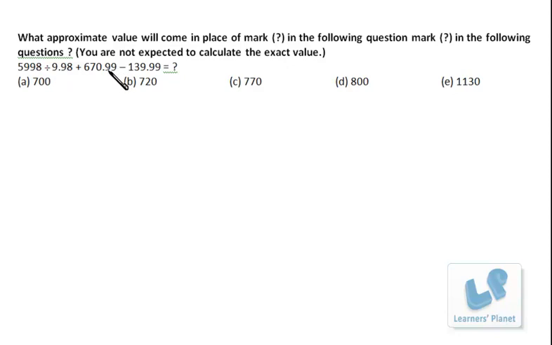Now eliminate this and just make it 140, right? So it is 600 plus 670, that is 1270. 1270 minus 100 is 1170, minus 40 is 1130. So quite an accurate answer. I hope you are clear.